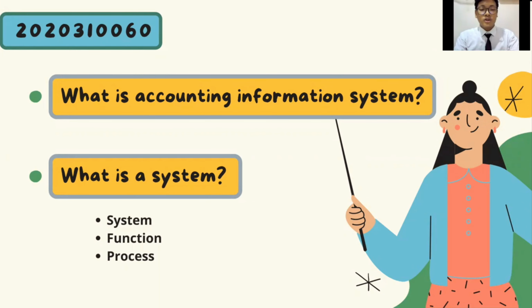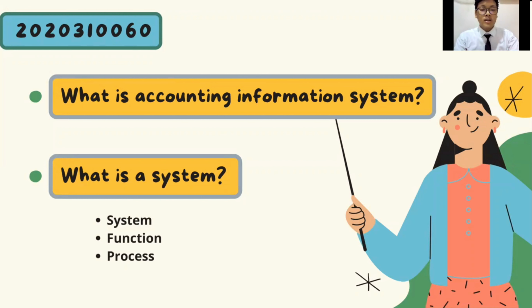Before getting deeper into learning about accounting information systems, we need to know their definition first. An accounting information system is an activity, a document, and rigorous technology designed to collect and process data to present information to decision makers in the internal and external organization.